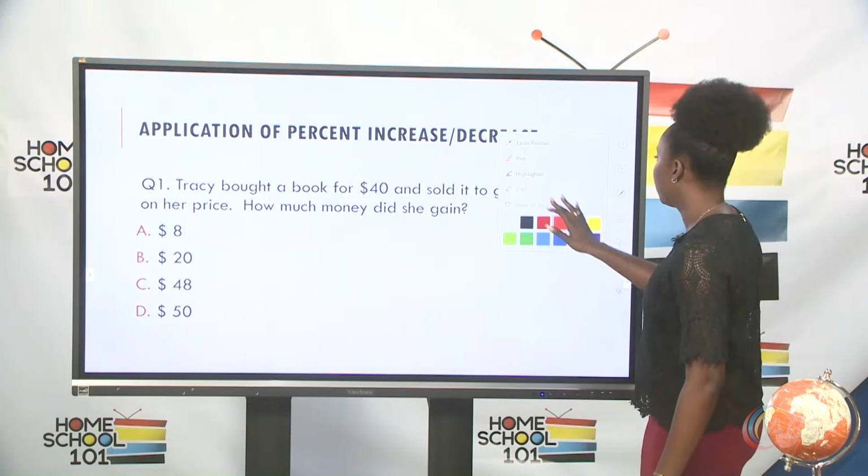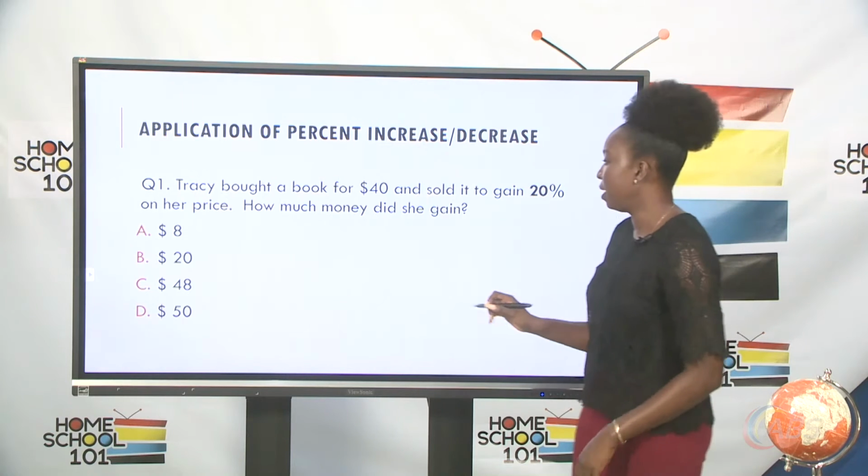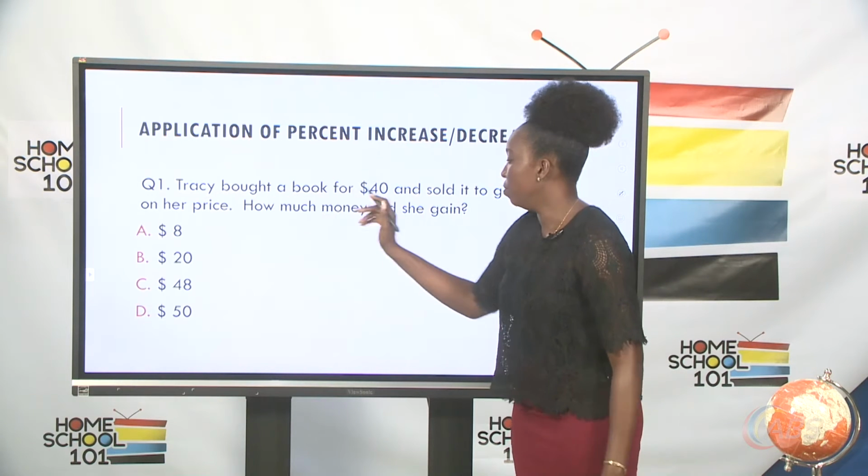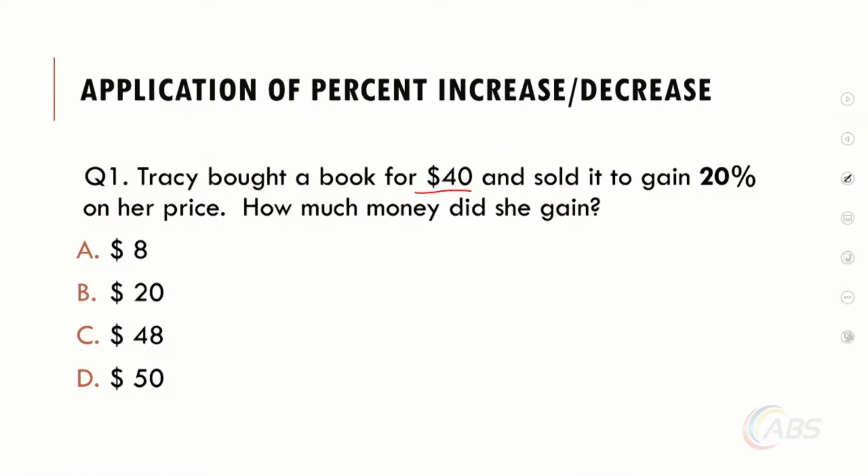So we want to make sure that we understand what the question is asking. And so we got what she bought the book for, which was $40. And she sold it for 20% profit. We want to know how much money did she gain. So we'll start by first of all finding 10%. So 10% of $40, as we know, that is going to be $4.